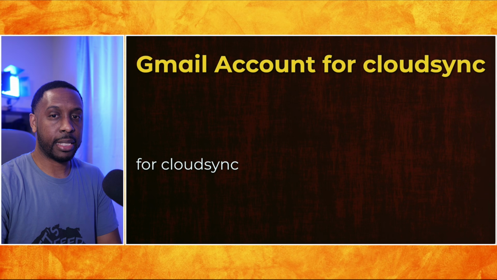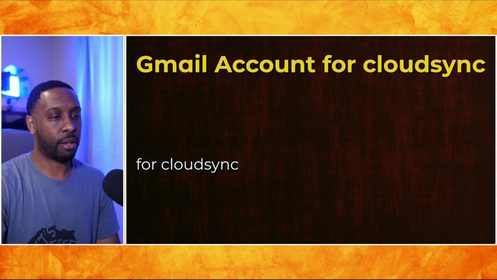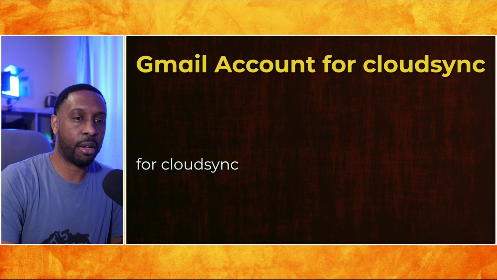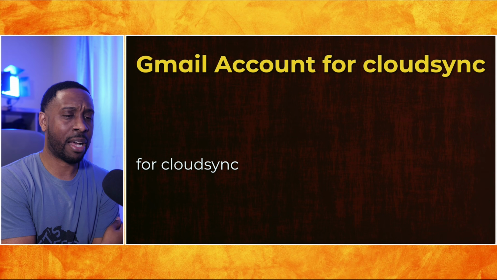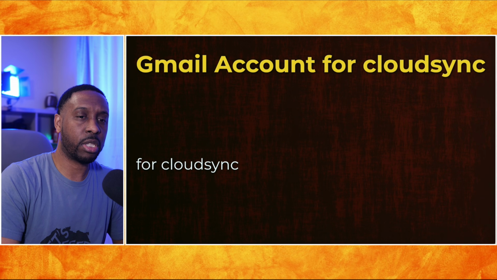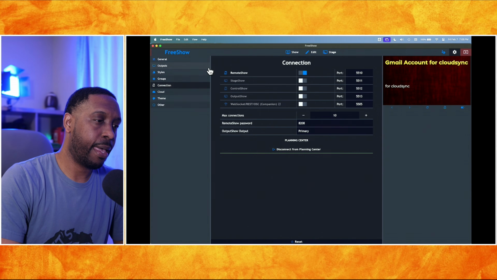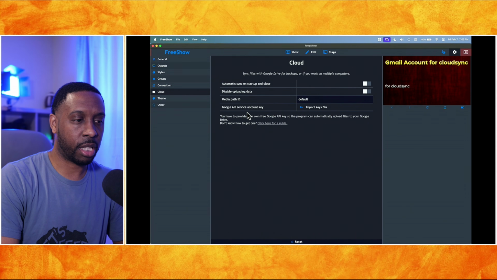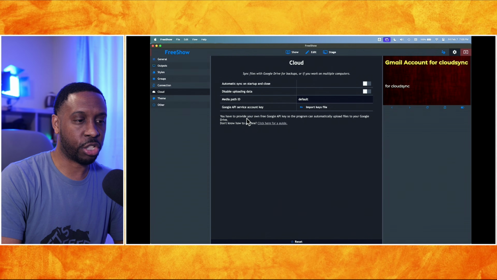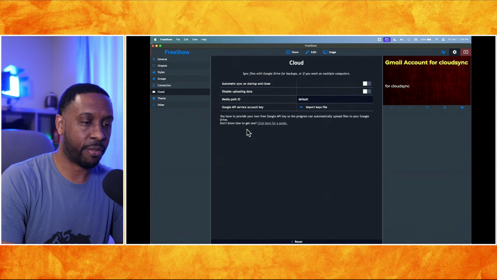Another option is a Gmail account for your cloud sync. Okay, so if you use cloud sync or you want to cloud sync your account to where you and other people can update and add files and things like that to FreeShow, you would simply go to your settings. So I went to my settings up here in the top right, and then you got an option that's just called cloud. And when you do that, it's going to give you some instructions. It says you have to provide your own free Google API key so the program can automatically upload files to your Google Drive. All right.